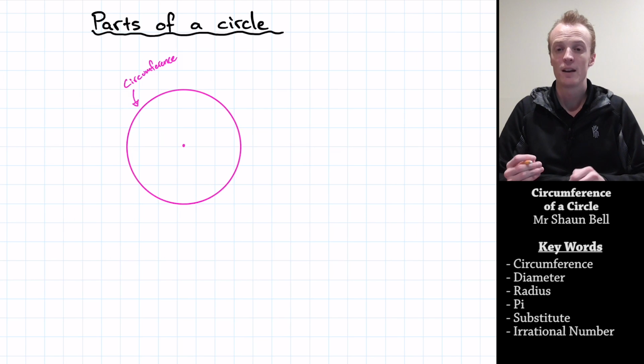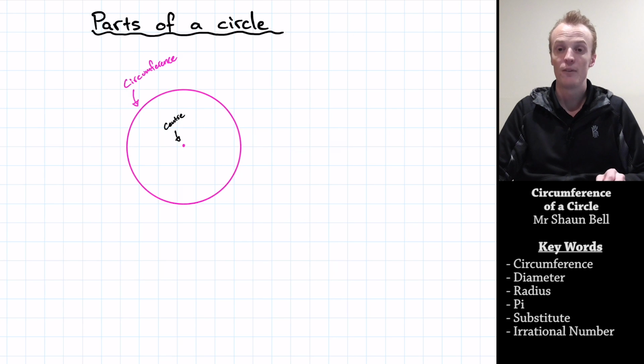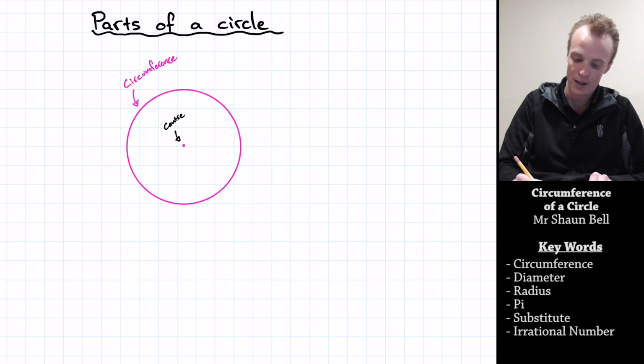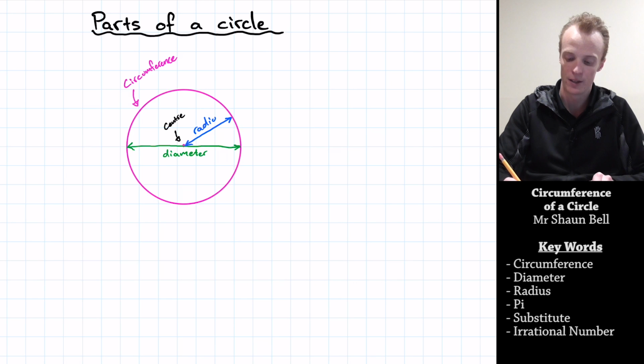But in order to find the circumference of a circle, there are a couple of other parts of the circle that we need to know, starting with drawing a dot here for the centre of the circle. Now if we draw a straight line that starts at one edge of the circle and goes through the centre of the circle, we've drawn what's known as the diameter of a circle. But if we take half the length of the diameter, or draw a line from the centre of our circle to the outside of our circle, we've found what's known as the radius of our circle.